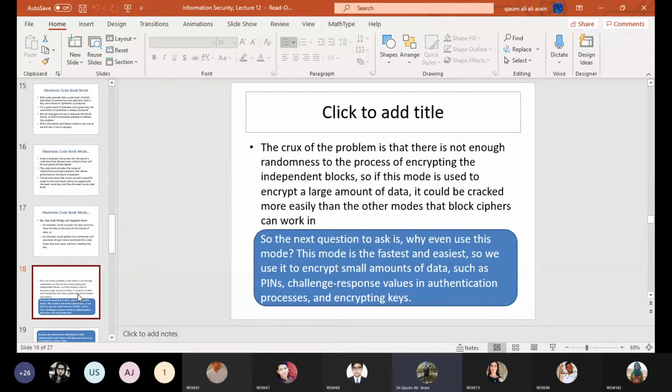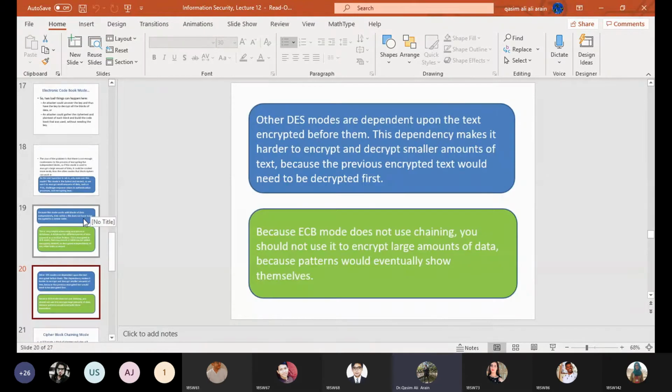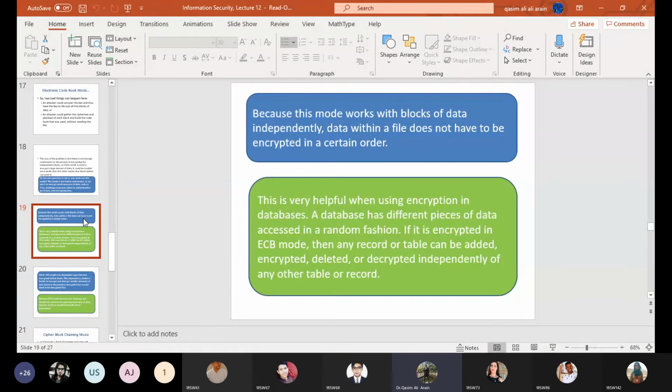But if you go for a larger amount of data to encrypt by using an ECB mode, this is not the best solution for larger amounts of data. So because this mode works with blocks of data independently, data within a file does not have to be encrypted in a certain order. I mean, ये हमारे पास block of data को encrypt हम करते हैं, तो data within a file does not have to be encrypted in a certain order. अगर उसके अंदर different files हैं, तो उनका order matter नहीं करता कि वो किस तरह से encrypt होंगी.